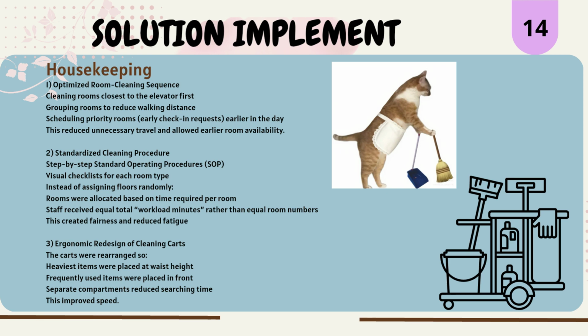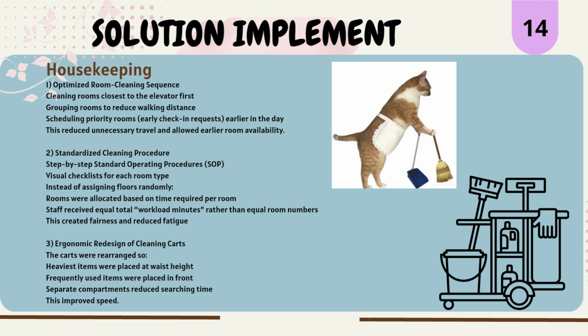Secondly, standardized cleaning procedure, which is the step-by-step standard operating procedure (SOP). They will visualize checklists for each room type instead of assigning floors randomly. Rooms were allocated based on time required per room. Staff will also receive equal total workload minutes rather than equal group numbers. This will create fairness and reduce fatigue.